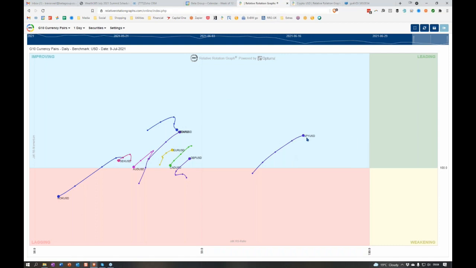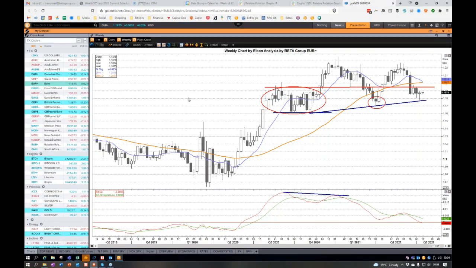So pairing off, for example, yen, Norwegian crown might be a good pairing, not one that would be entirely obvious to many people. So let's look at the absolute graphs, and we'll start first of all with the euro. Remember, the euro is improving versus the US dollar.